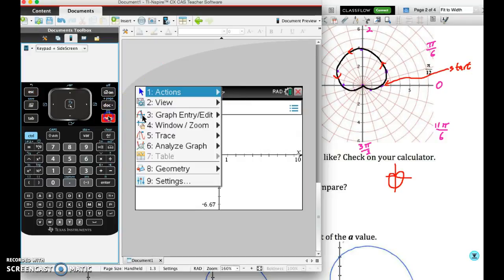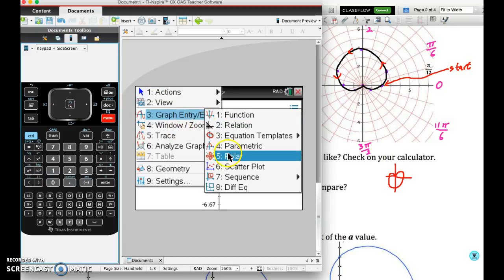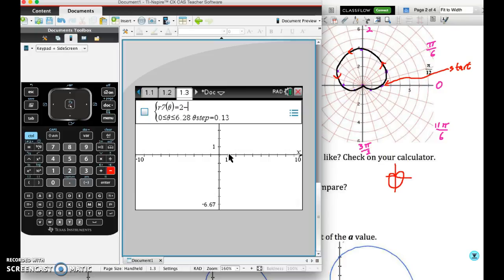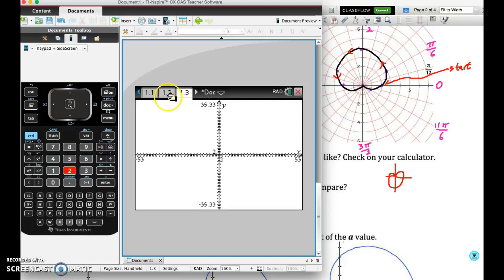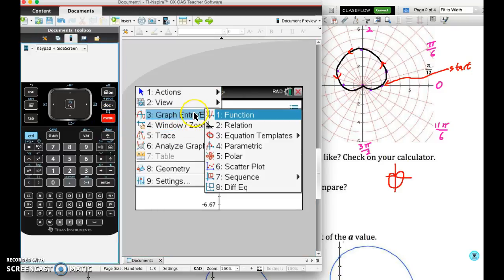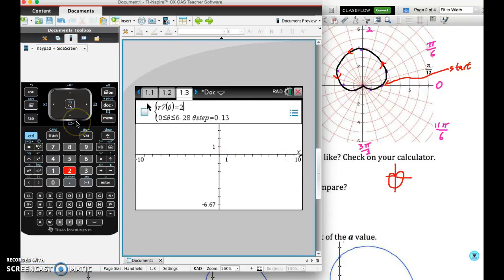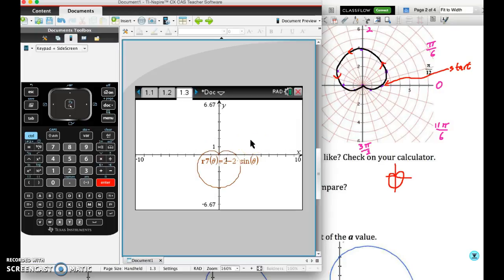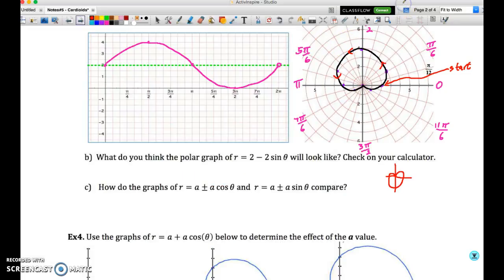I've opened up a graph. I'm going to go to menu, then graph entry, and I want to graph a polar graph. Sorry, let me undo that and try again. Let me add a graph. I'm going to go to menu again. Graph entry is going to be a polar graph, and I'm doing 2 minus 2, push the trig button, 2 minus 2 sine. And again, when you're using polar graphs, we must use the theta symbol, and there we have confirmation that our cardioid 2 minus 2 sine theta effectively is a reflection over our horizontal axis.